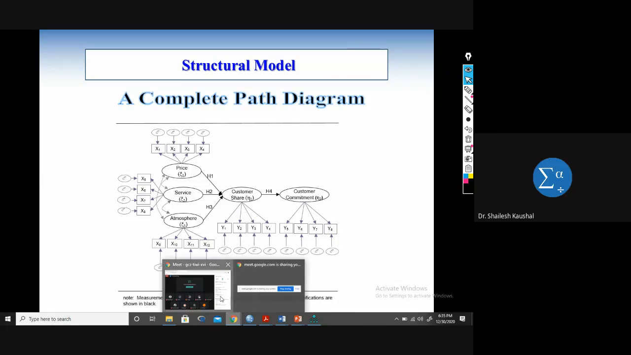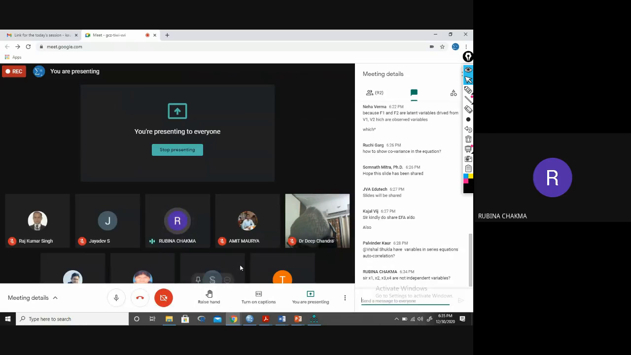Sir, yes, sir, I'm getting confused. Are not these x1, x2, x3 variables independent variables for price?